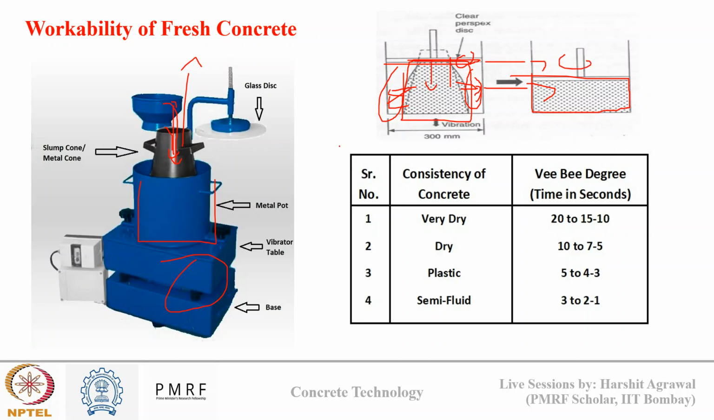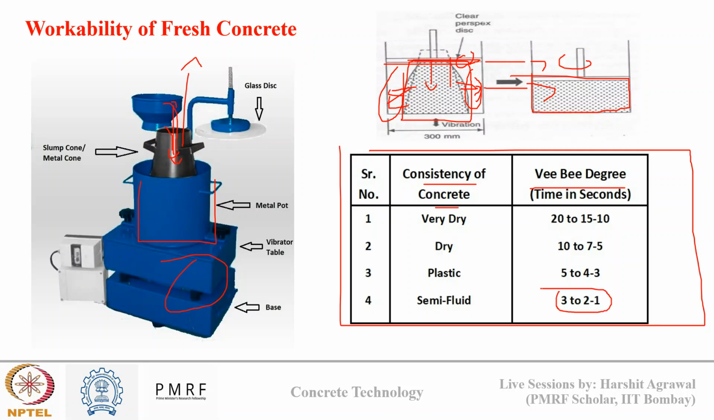There is a table given in the code, consistency of concrete versus VB time. If my concrete takes only 2 to 3 minutes, it is semi-fluid. If it takes from 3 to 5 minutes, it is in plastic state. If it takes 5 to 10 minutes, it is dry concrete, and if it takes 10 to 20 minutes, it is very dry concrete. Based on this, we can grade our concrete into different categories.